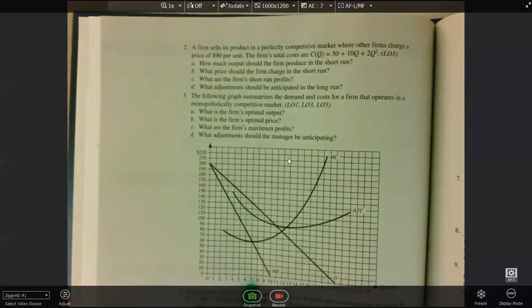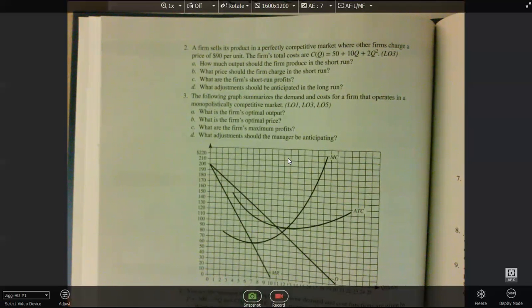Now, lastly, we're asked, what adjustments should the manager be anticipating? So in the same way that in the perfectly competitive world, the price always tends to the bottom of the ATC, right? Where it's tangent to the ATC. So it just touches it. It doesn't cross through it twice. It just touches it, kisses it, and moves on.